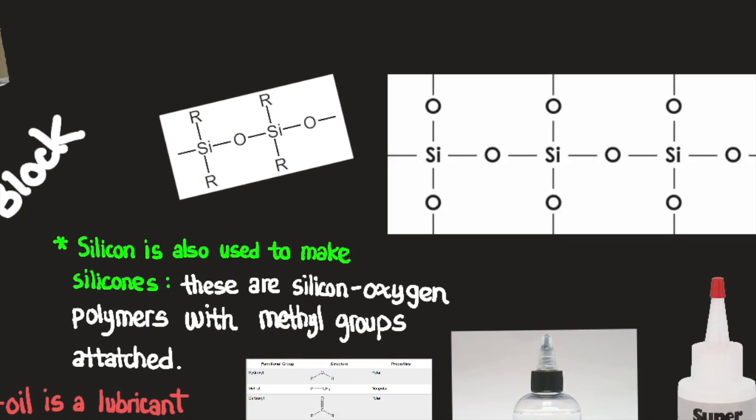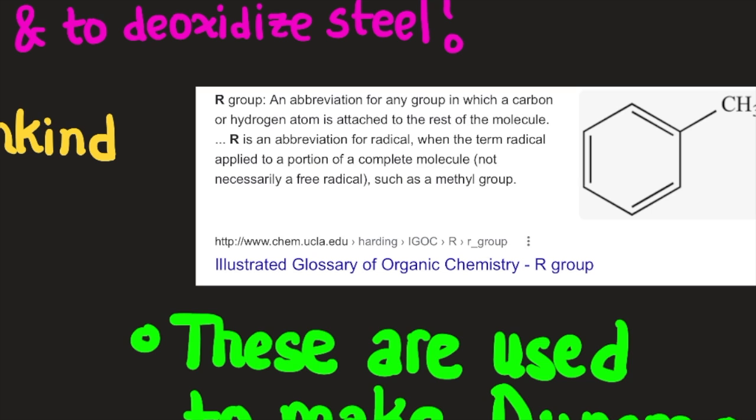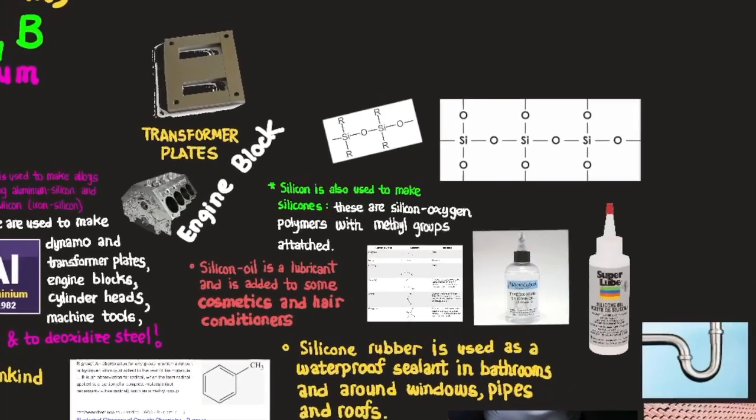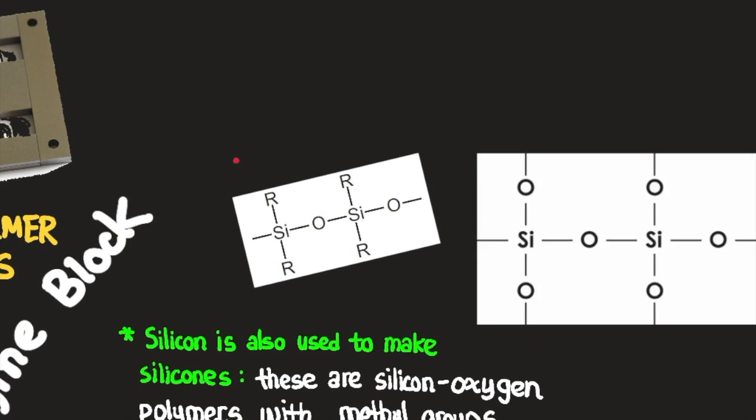So here's the element silicon with an R group. An R group is an abbreviation for any group in which a carbon or hydrogen atom is attached to the rest of the molecule. R is an abbreviation for radical, when the term radical is applied to a portion of a complex molecule, not necessarily a free radical, such as a methyl group. So, illustrated glossary of organic chemistry, R group. That was a definition of that. And here is the R group, which is why we mentioned it.